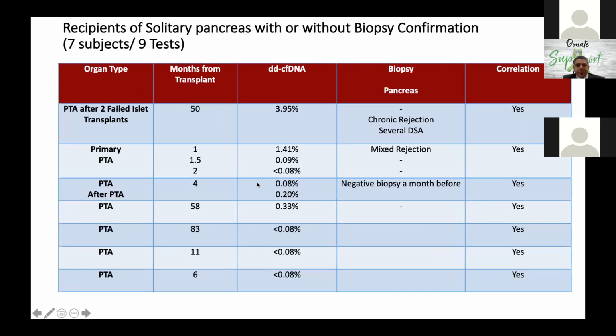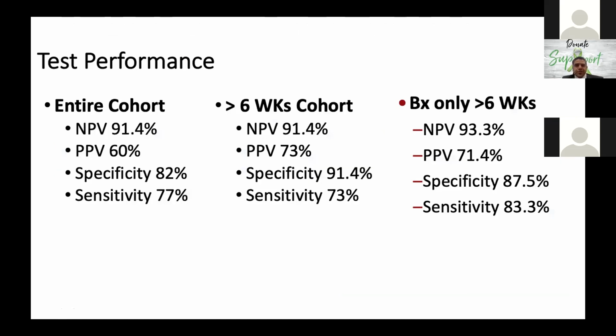This is our experience with pancreas transplant alone, without kidney. And here we find good negative correlation. So the test is negative and the dysfunction resolves, or the test is negative and we do the biopsy and it's negative, or there is this one case or two cases here where the test is positive, and our clinical diagnosis was rejection. So what is the test performance in our experience with our small numbers?